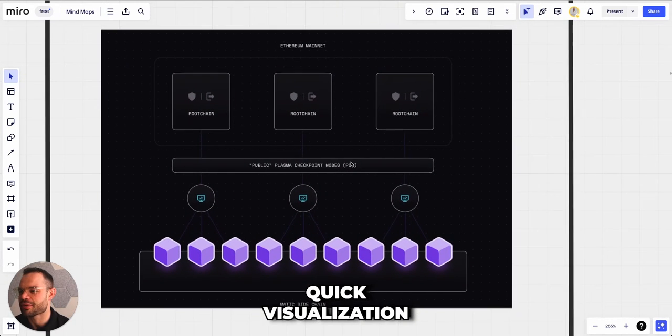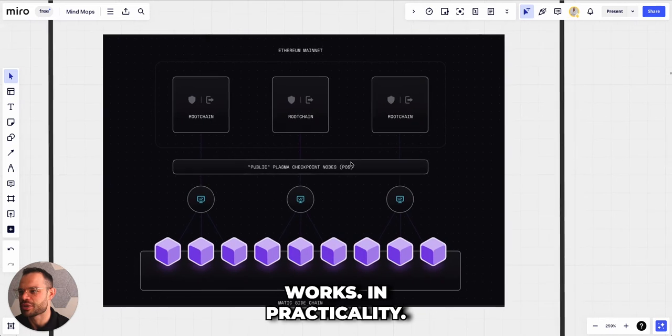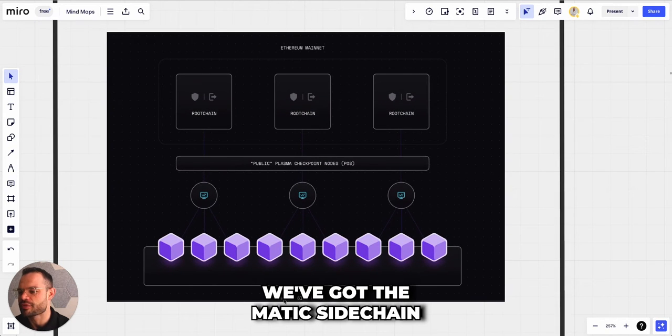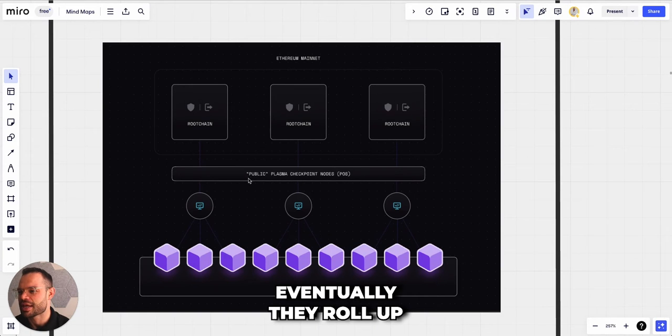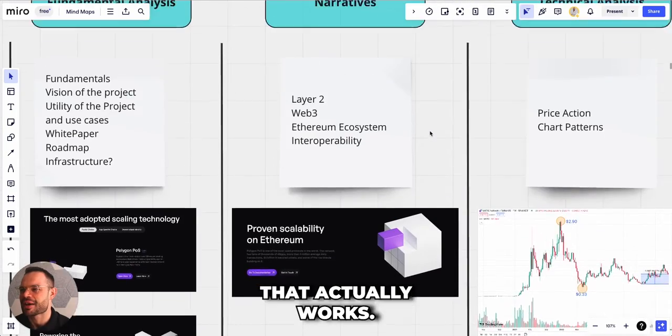But this is a quick visualization of how this actually works in practicality. We've got the MATIC sidechain here down at the bottom, and we can see how these are the blocks in the MATIC sidechain. Transactions get added to these blocks. Eventually, they roll up to the Ethereum main net, where they are eventually settled. So just a brief visualization to show you in practice how that actually works.